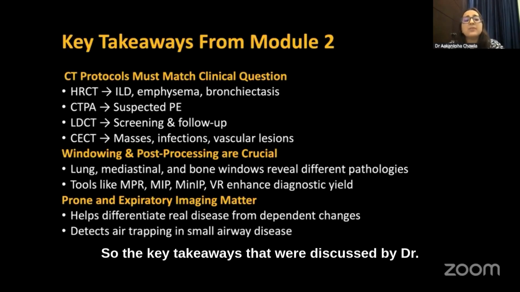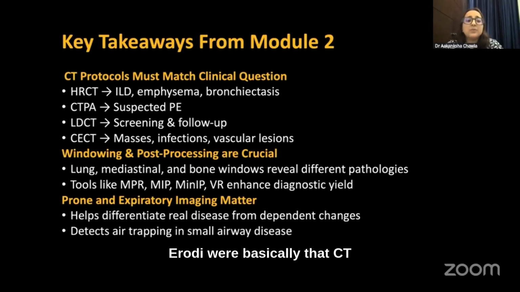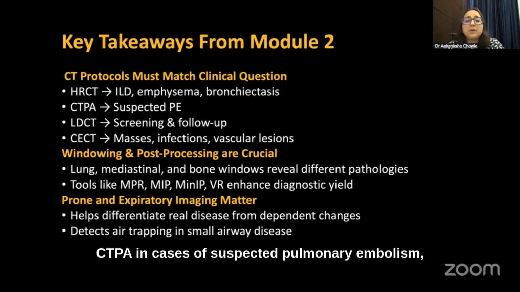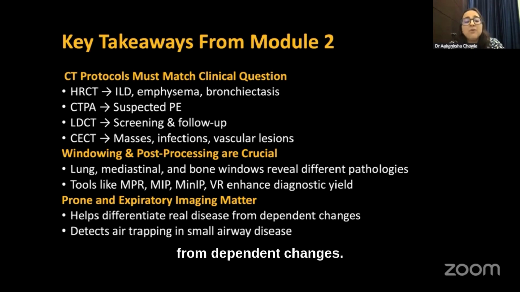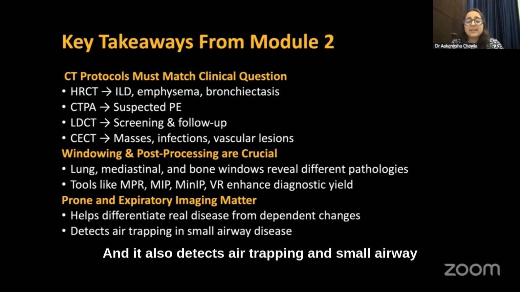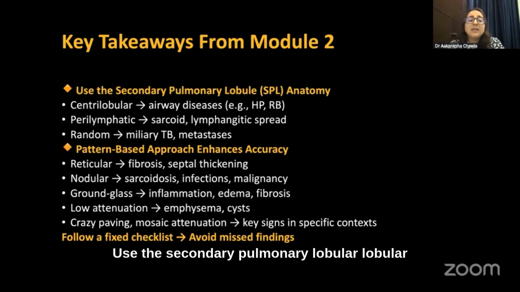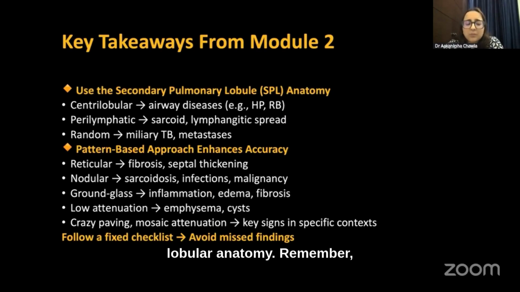So the key takeaways that were discussed by Dr. Talil and Dr. Irodi were basically that CT protocols must match your clinical question. An HRCT chest for your ILDs, emphysema, bronchiectasis patients, CTPA in cases of suspected pulmonary embolism, low dose CT for screening and follow up, contrast CT for masses, infections, and vascular lesions. Windowing and post processing are crucial. Prone and expiratory imaging matter. It helps you to differentiate between real disease from dependent changes, and it also detects air trapping and small airway disease. Use the secondary pulmonary lobule anatomy.